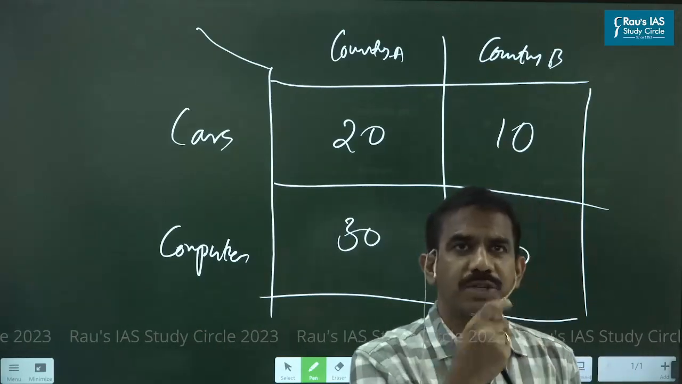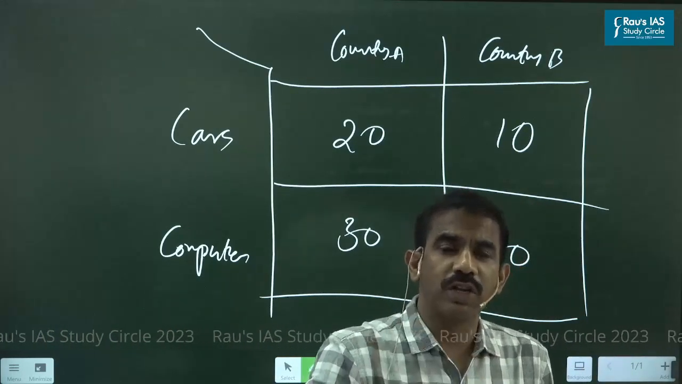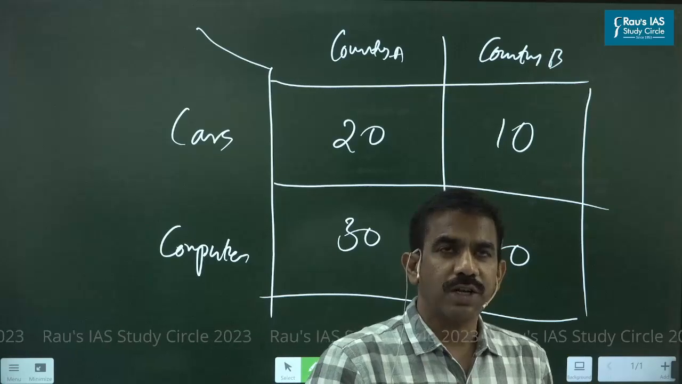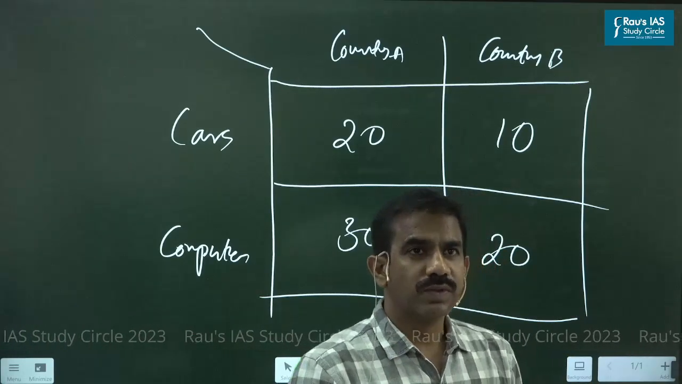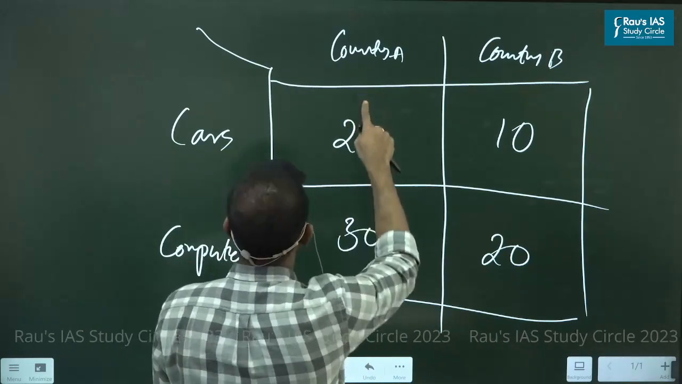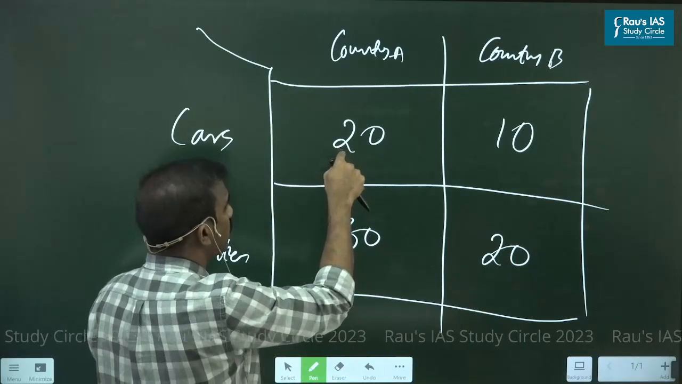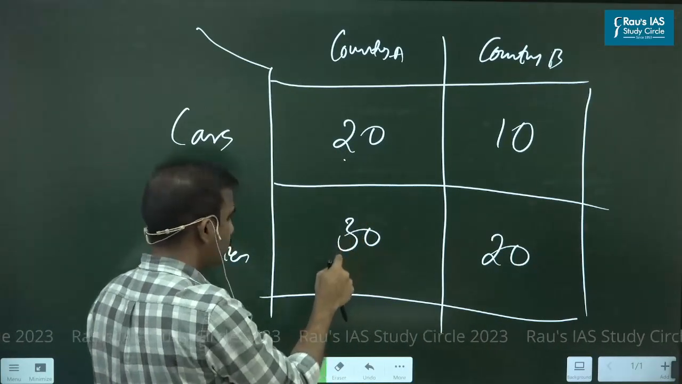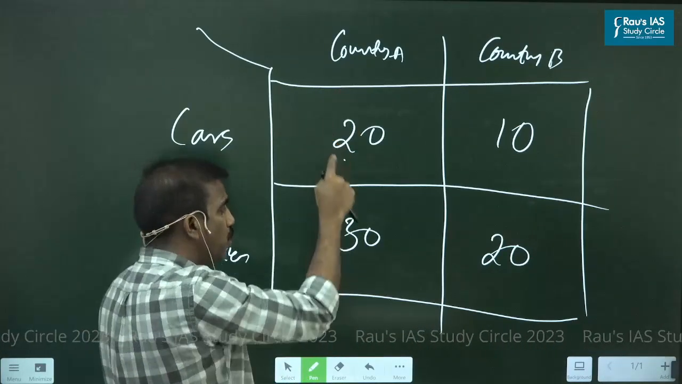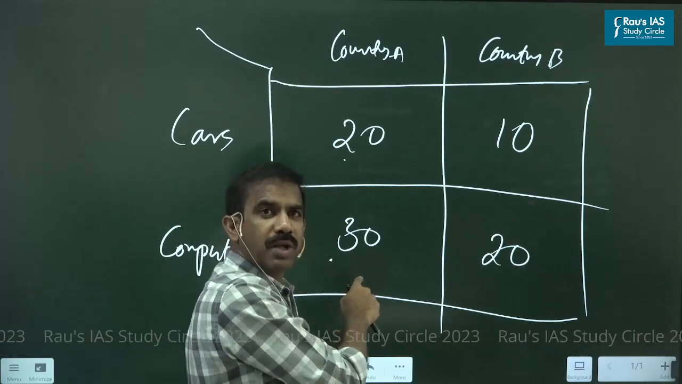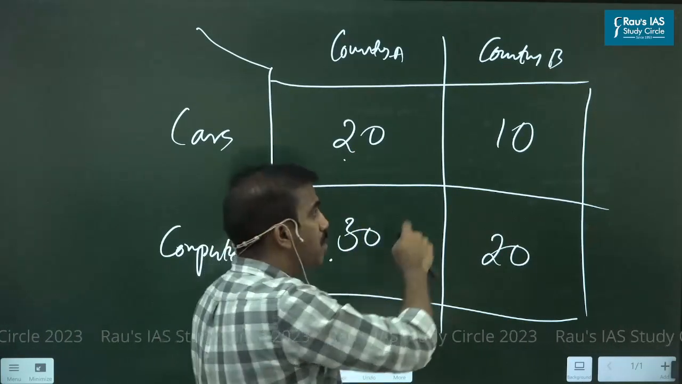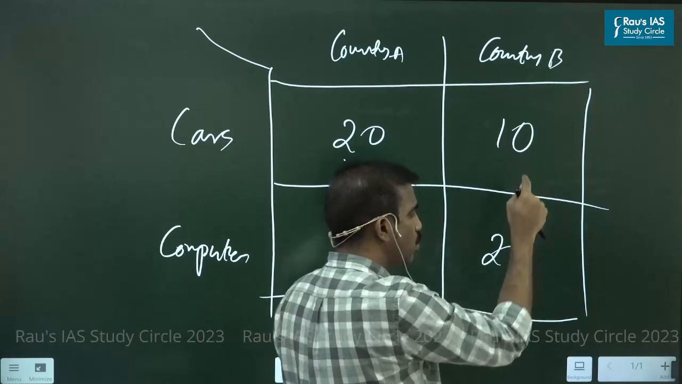But let's look at the other dimension. Here A has an absolute advantage over B, and hence it makes sense for A to produce cars and computers and sell them to B, isn't it? But let's look at it the other way around. Let's say country A could simply choose to produce either 20 cars or 30 computers. I'm not saying A could produce 20 cars and 30 computers in a month. I'm saying it could produce either 20 cars or 30 computers. B could produce either 10 cars or 20 computers.